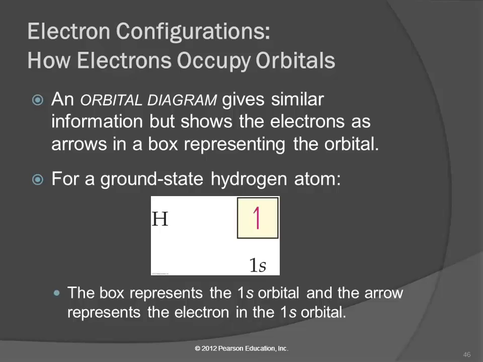Another way of representing how electrons are arranged is by an orbital diagram, and this is more of a picture. So if you're more visual, you might like this a little better. Here the electron is represented as an arrow. So here's the electron, it's this pink arrow. And the orbital is represented as a box. So in this orbital, in this box, we have one arrow, one electron. So this is the 1s orbital, and there's one electron in there. Again, that's for hydrogen.